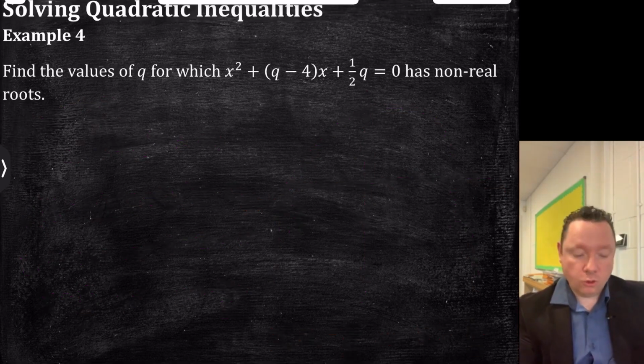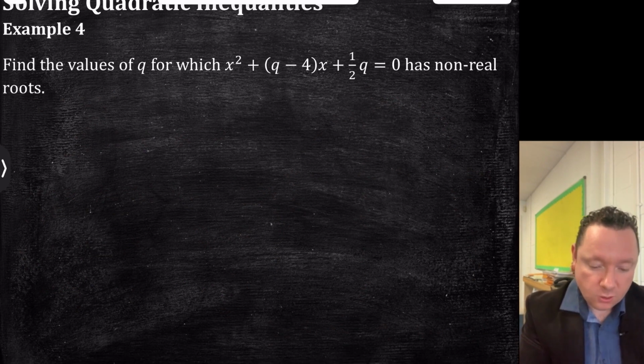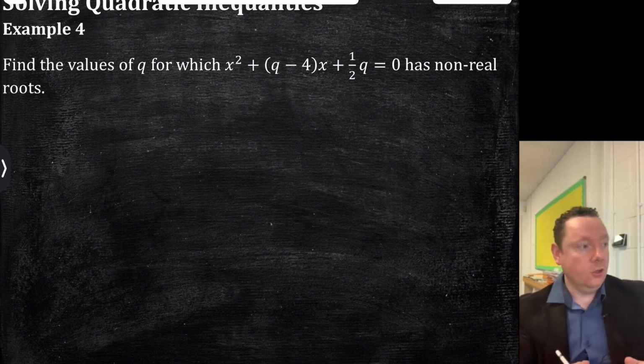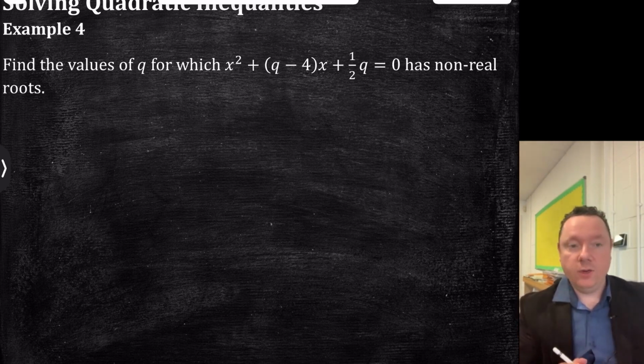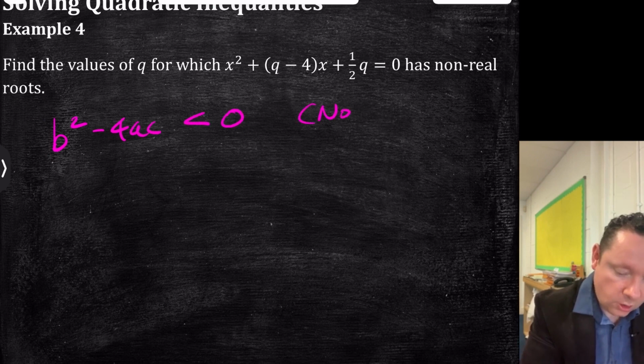Solving quadratic inequalities, example 4 says, find the values of q such that this quadratic has non-real roots. If it's not got real roots, that means that b squared minus 4ac is less than 0 for no real roots.